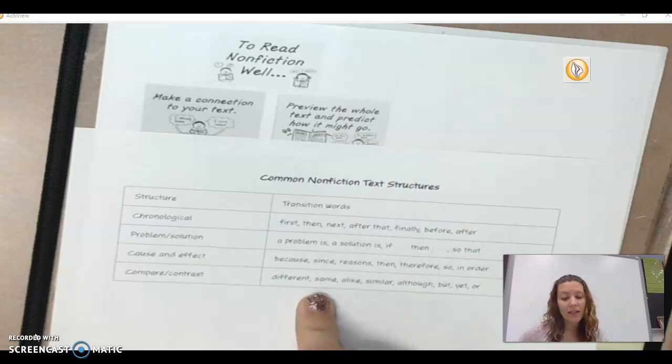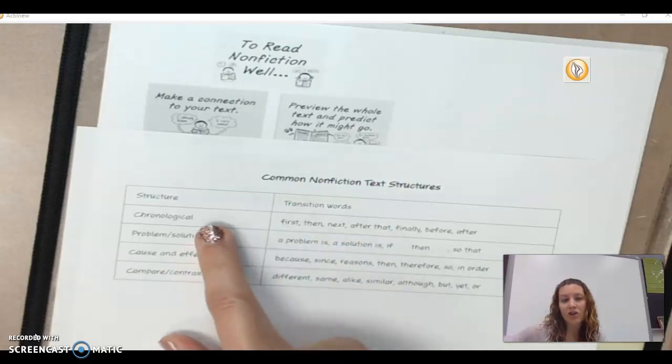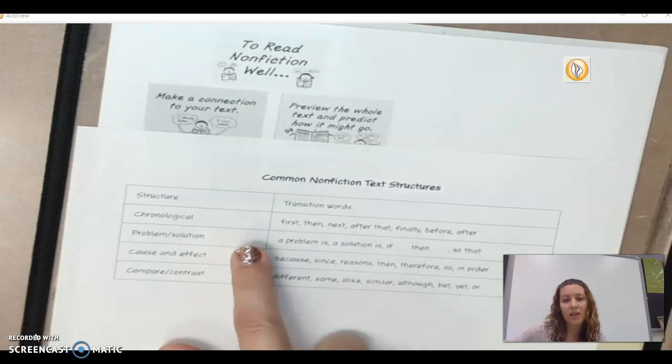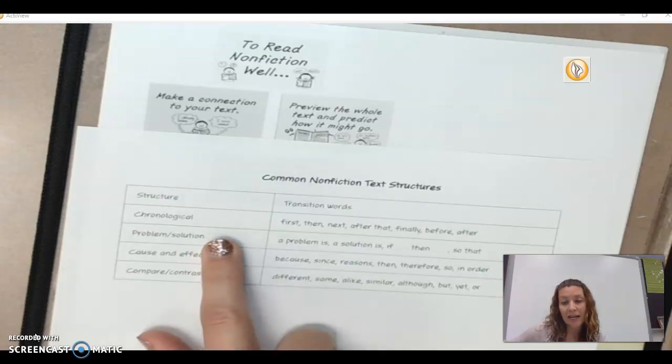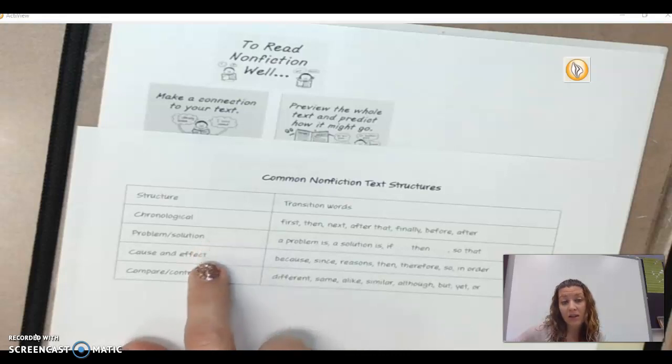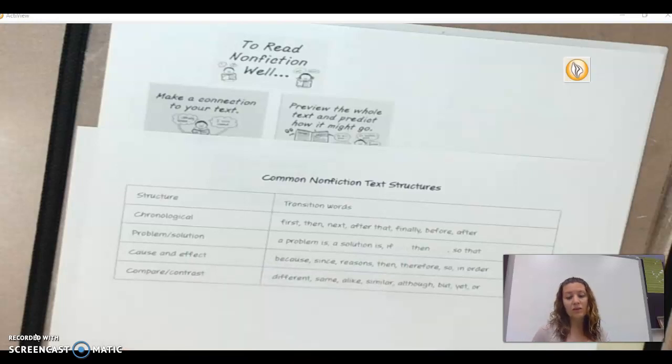And as we listen one more time to the video, I want you to be listening for some transition words. Now, do you hear some transition words that might suggest that the text is in chronological order? It's going in sequence. Do you hear a keyword of problem or solution, if, then, so, or that? That might suggest that we're looking at a text that's structured with problem solution. Cause and effects, these would be some transition words, and compare and contrast. So take a good look at that chart, and we're going to listen to the video one more time.